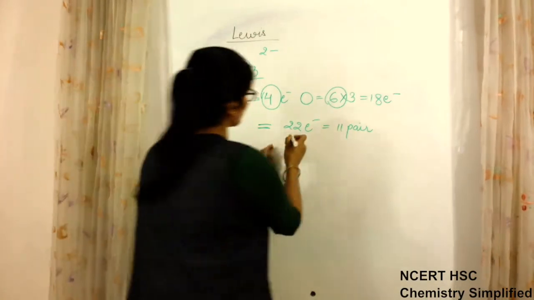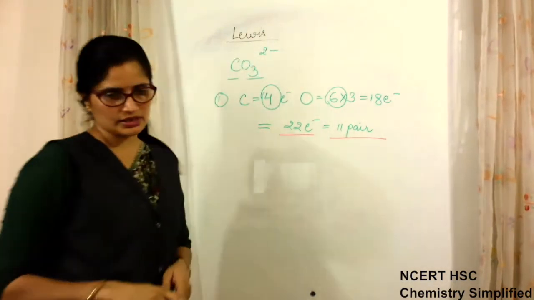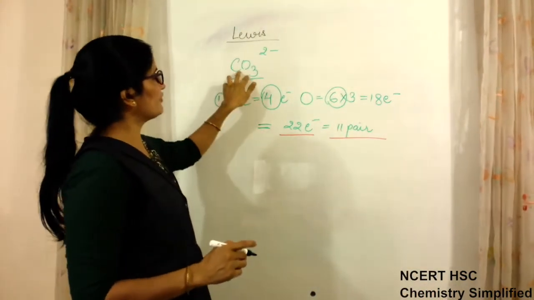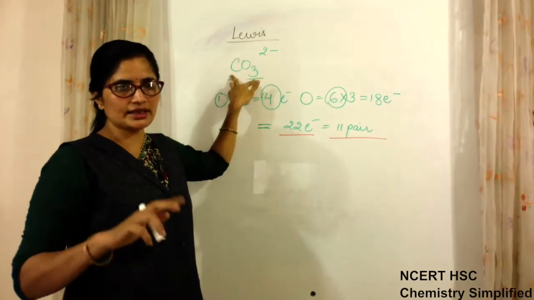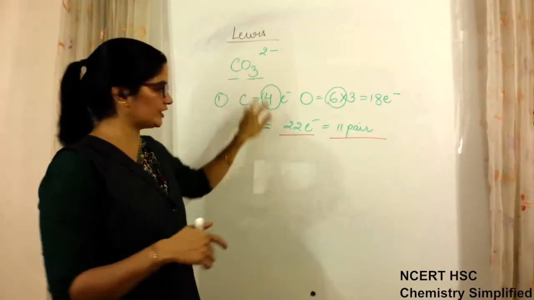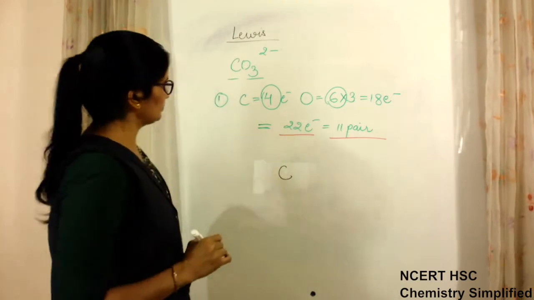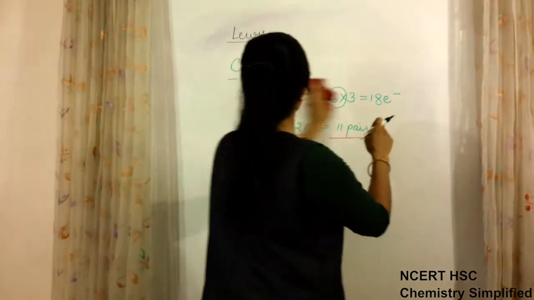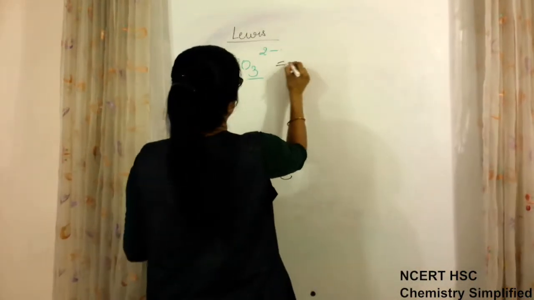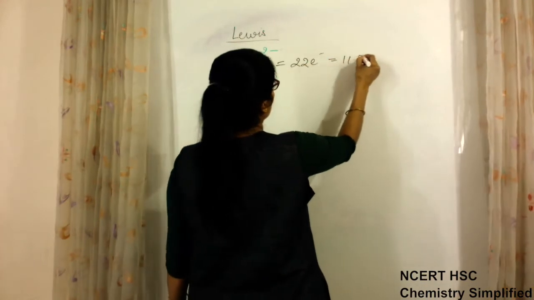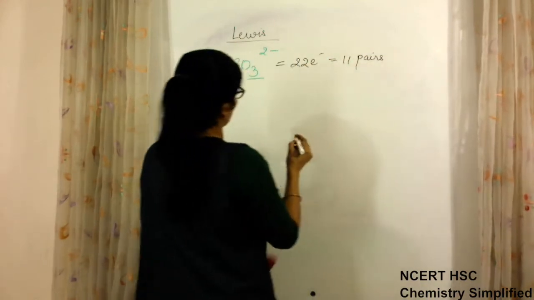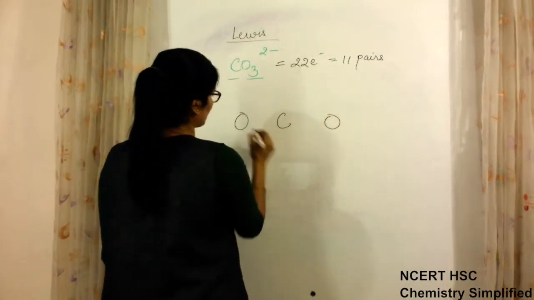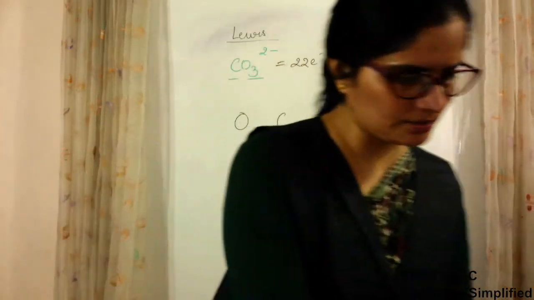Okay, so we have 22 electrons and 11 pairs. Now in this case there are two different atoms, carbon and oxygen. We said that out of the two, the one which is less electronegative will become the central atom. So 22 electrons is equal to 11 pairs. Now we make carbon, because it is less electronegative, in the center, with 3 oxygen atoms.